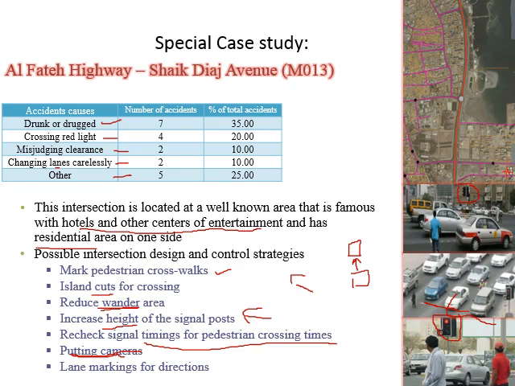So maybe at the intersection, you provide some markings. So if this is your intersection, let's say you provide some marking for people who are taking a left turn, so that they will go along this line when they are taking the left turn. Maybe provide an island here to make sure the people who are taking the left turn do not go on this side, and so on. So reduce the area of wandering, provide lane markings for directions.